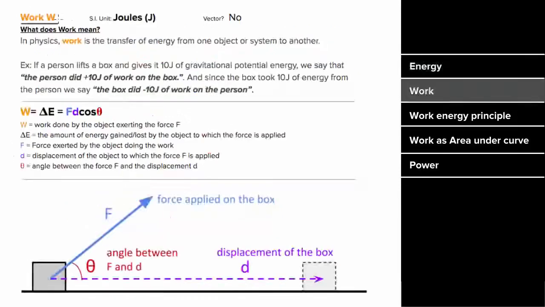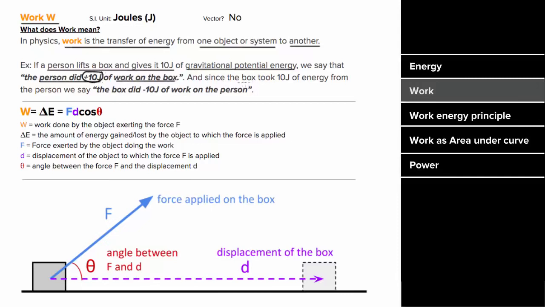What does work mean? In physics, work is the amount of energy transferred from one system or object to another. In other words, if a person lifted a box and gave it 10 joules of gravitational potential energy, we'd say that that person did positive 10 joules of work on the box, since that person gave the box 10 joules of energy.